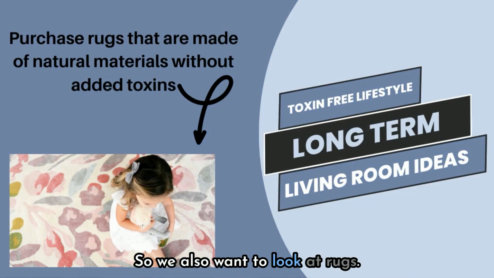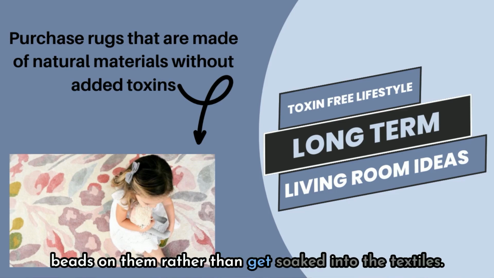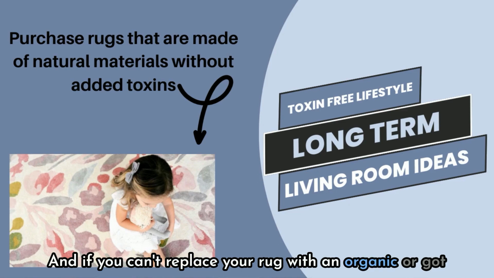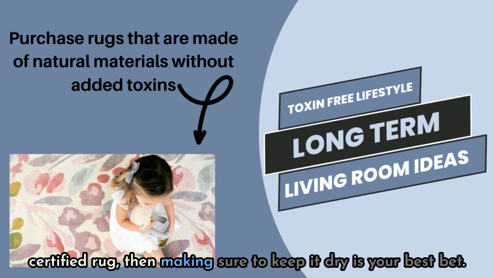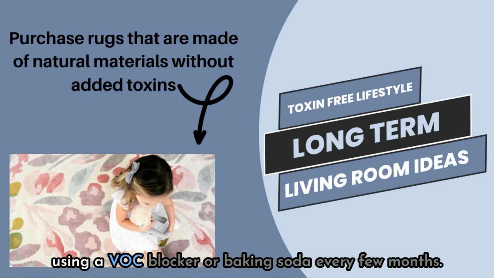So we also want to look at rugs. Rugs are often treated with PFCs to ensure that water beads on them rather than gets soaked into the textiles. And if you can't replace your rug with an organic or GOTS certified rug, then making sure to keep it dry is your best bet. You can also neutralize some of the chemicals by using a VOC blocker or baking soda every few months.